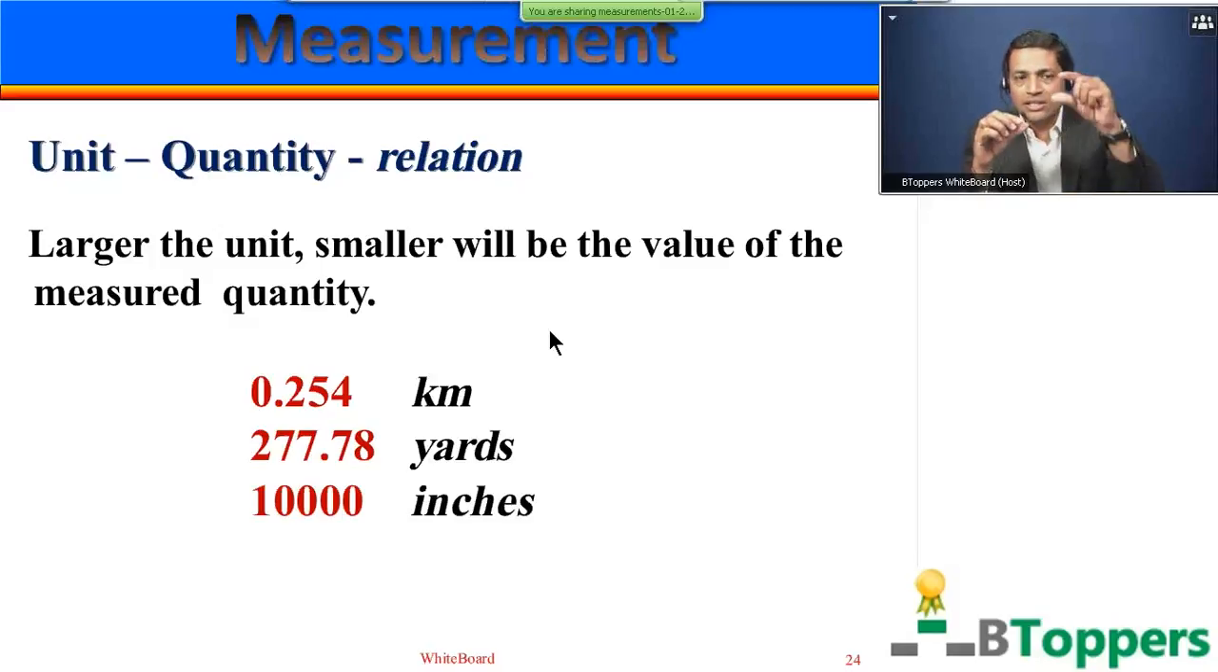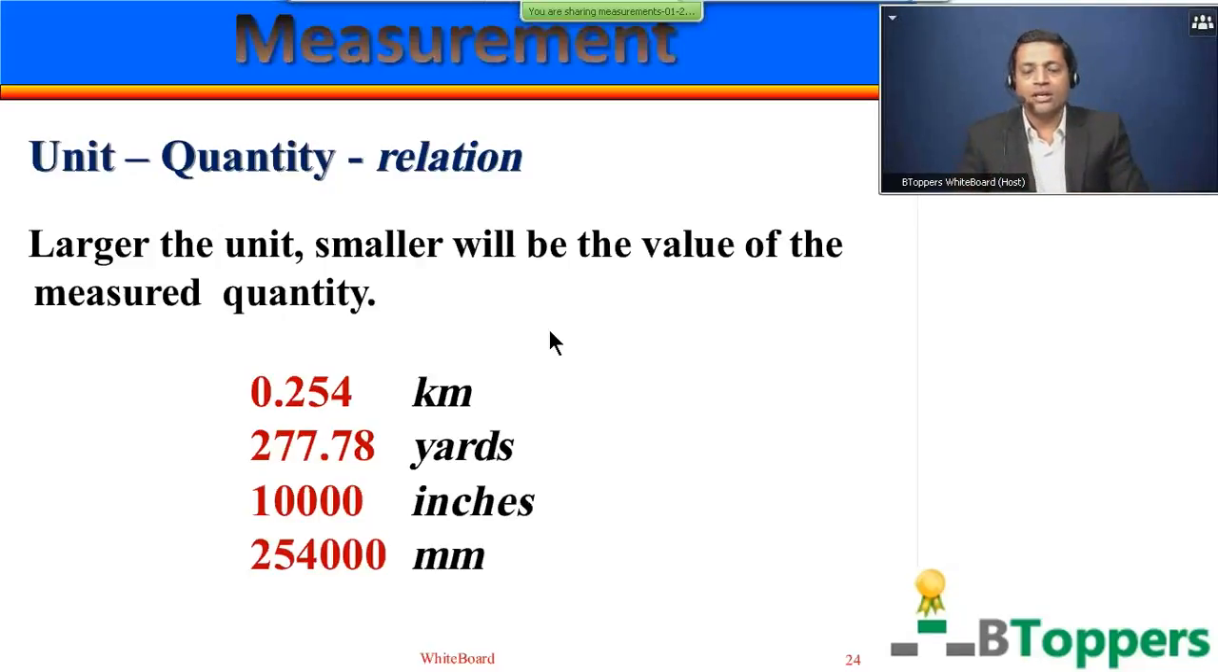Then if you want to measure it in inches, inches is an even smaller unit. Just about this much is 1 inch. So the same 0.254 kilometers, it will be equal to 10,000 inches. The quantity is the same, but since the unit has changed, the number has also changed.